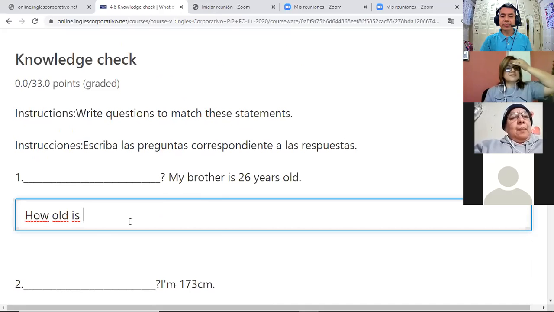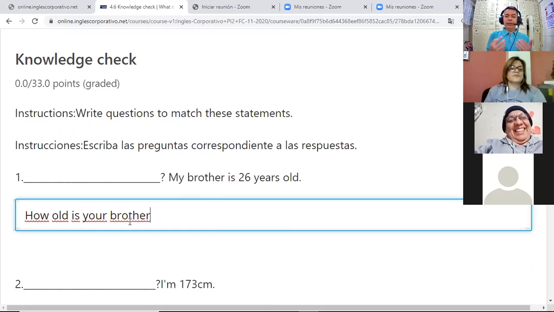Always wrong, okay. I will help you with number one. How old is your brother? Your brother, because the answer is my brother, right? So that is the correct form. No question mark at the end, because it's already there. Okay, ready? Yes, I get it.